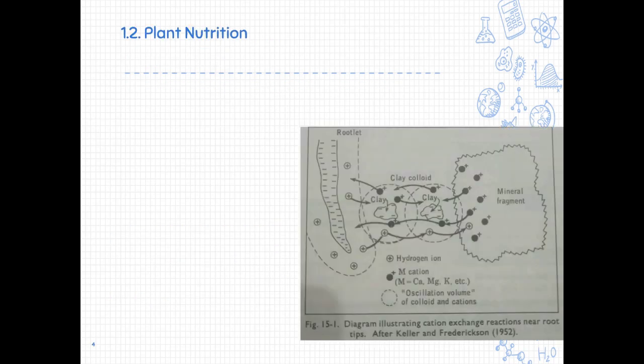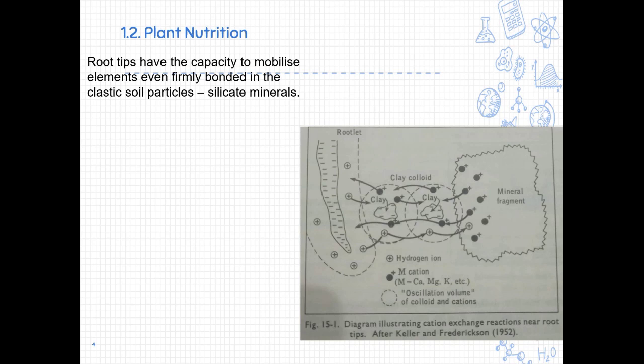Then what is plant nutrition? Now till now we know the roots take those elements which are readily available. But the roots also have the capacity to mobilize even those elements which are firmly bound in the clastic soil particles of the minerals, that is silicate minerals. Now how do they do that?